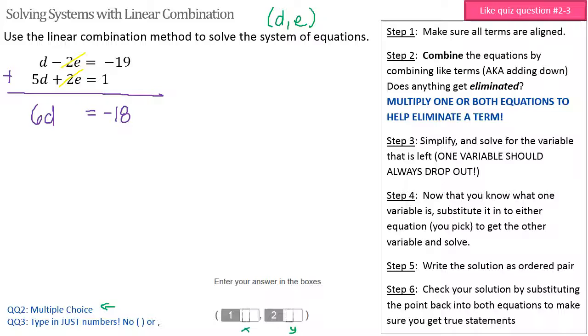From here, we need to solve for d. So divide both sides by 6. We get d is equal to negative 3.